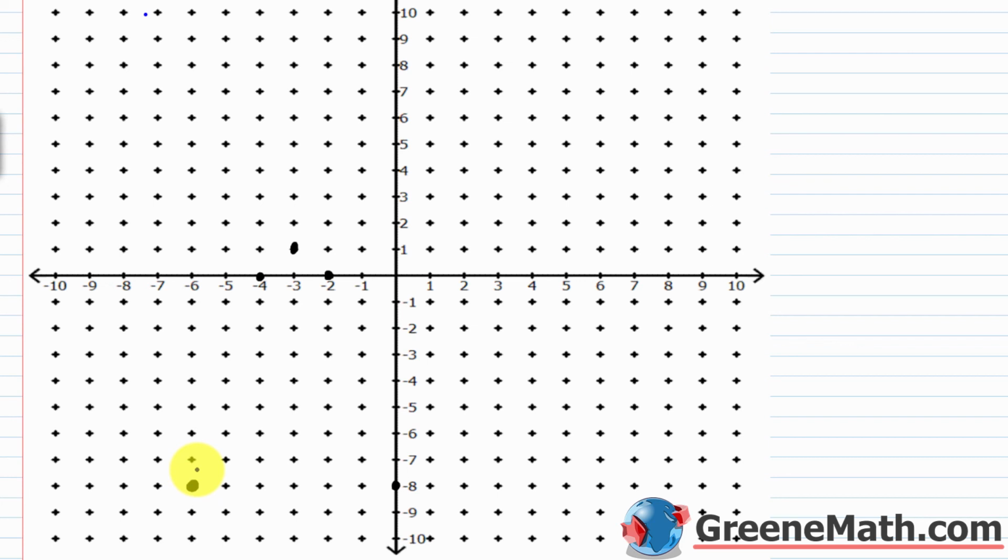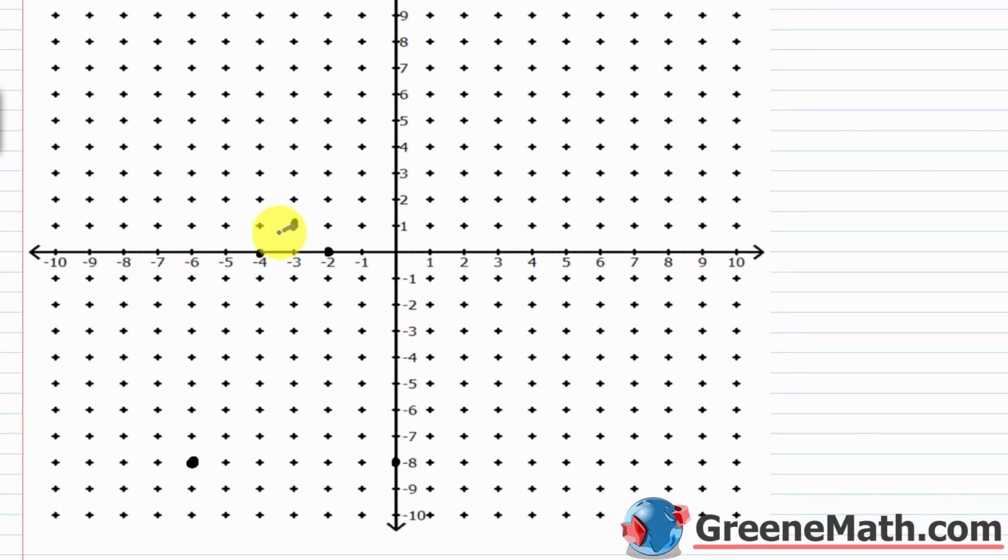All right, so let's go ahead and attempt to graph this guy. Again, I'm not a good drawer, but I'll do my best. Okay. So not the best drawing in the world, I realize that.